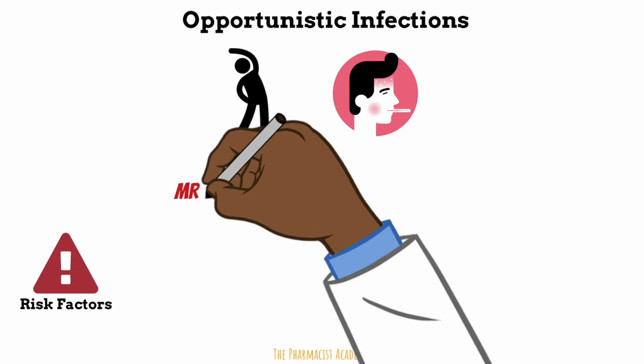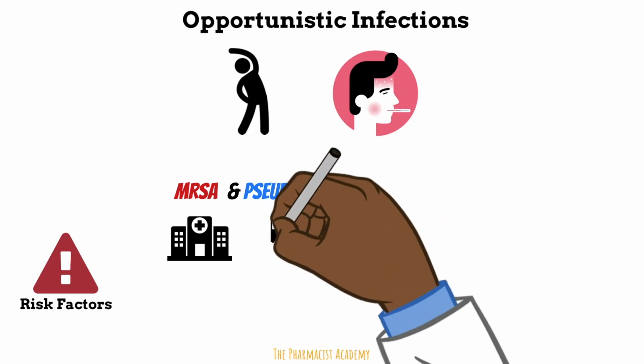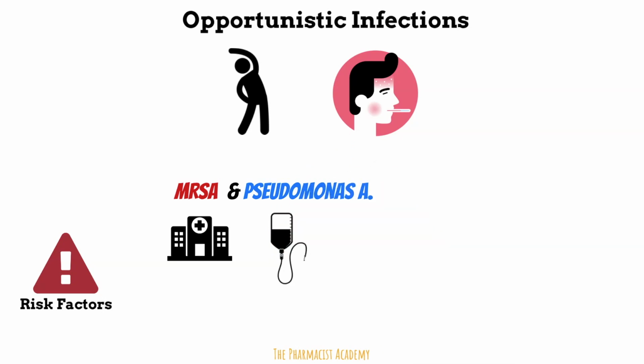Other risk factors for MRSA and Pseudomonas include prolonged hospitalization or recent hospitalization, especially in the ICU, simply because most of these patients are immunocompromised. And these type of infections are also known as nosocomial infections because they happen in the hospital setting. Next, recent antibiotic use. And this is because it could potentially disrupt the balance of the normal human flora, making bacteria that wouldn't normally cause any problems become more virulent.